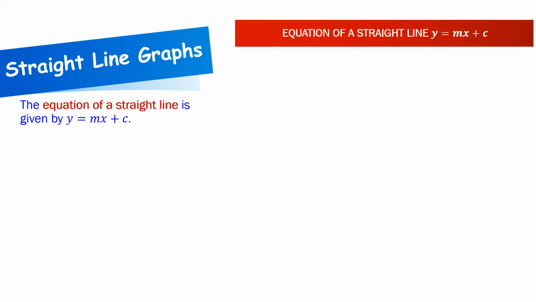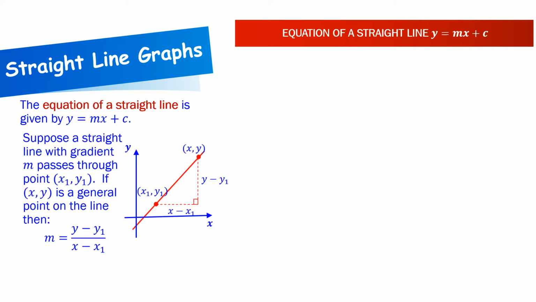The equation of a straight line is given by y equals mx plus c. Suppose a straight line with gradient m passes through the point (x1, y1). If (x, y) is a general point on the line, then recall that m, the gradient, is equal to the change in y, y minus y1, over the change in x, x minus x1.